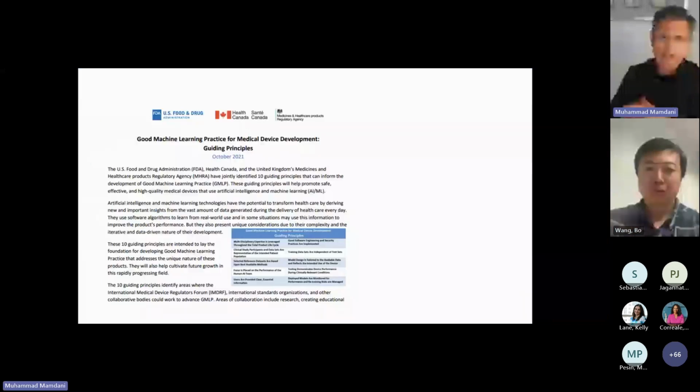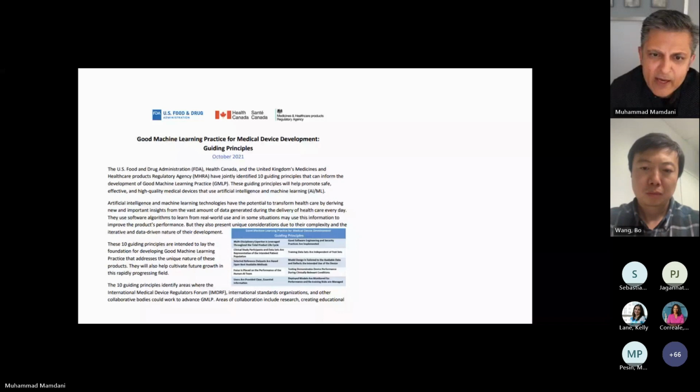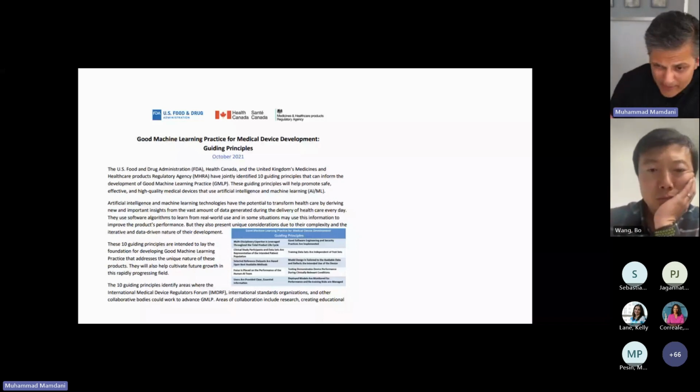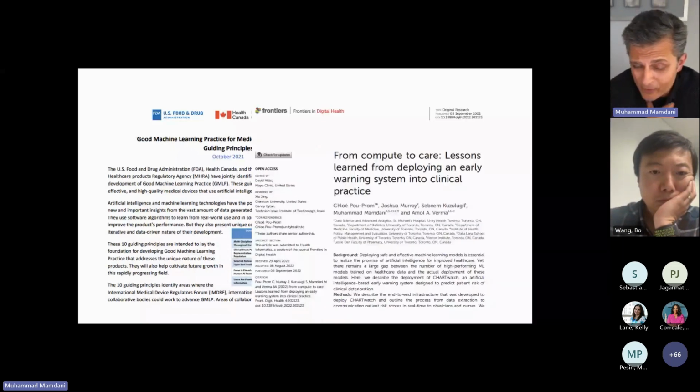There are lots of guidelines out there in terms of how you actually develop these things. The US, Health Canada, and the UK have gotten together and put out good machine learning practices for medical device development, and they provide some really useful thoughts. We've written a paper reviewing this and applying it to a real-world example of our early warning system, ChartWatch, and going through the GMLP, saying it's a great start, but I think we need more. We need to up our standards, because these things are used quite religiously by many people and can have profound implications in how it actually shapes medical decision making.